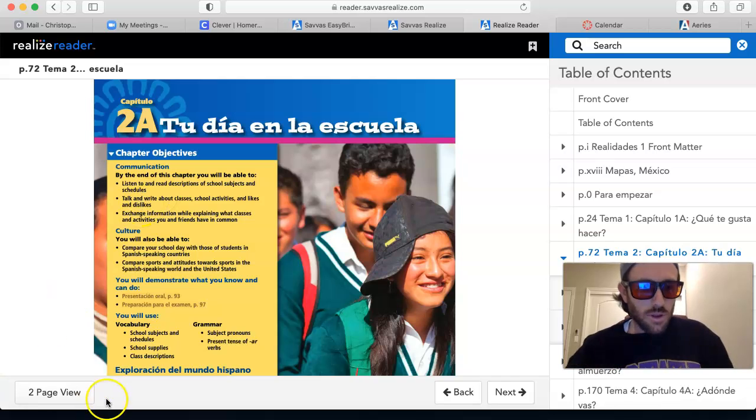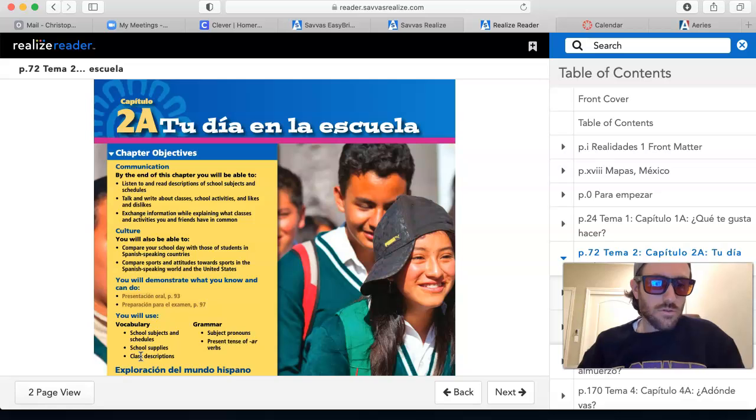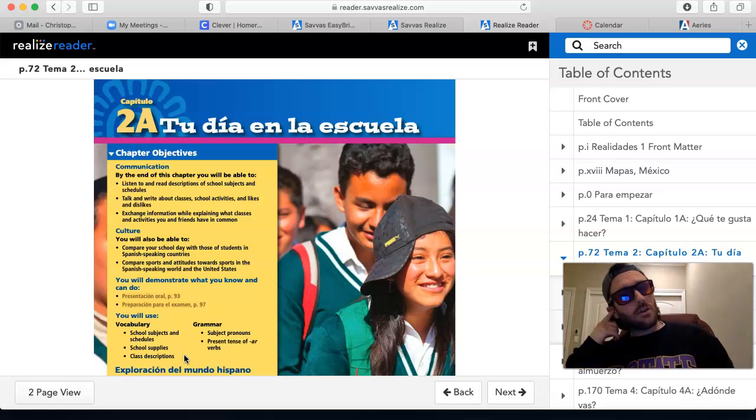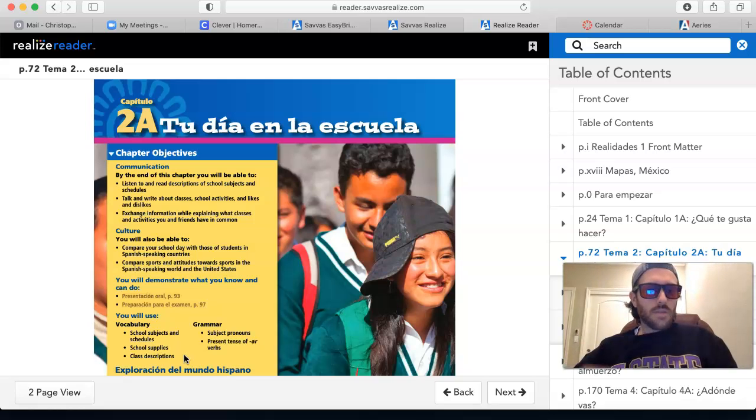The vocabulary will undoubtedly cover your classes and subjects, classroom supplies, and descriptions of your classes. A lot of these you will recognize. We talked about them briefly at the beginning of the academic year. And then I'm sure you probably covered them in middle school in the election cycle.